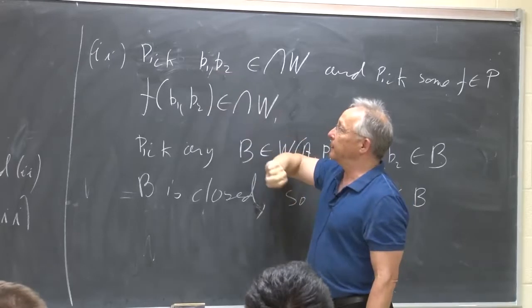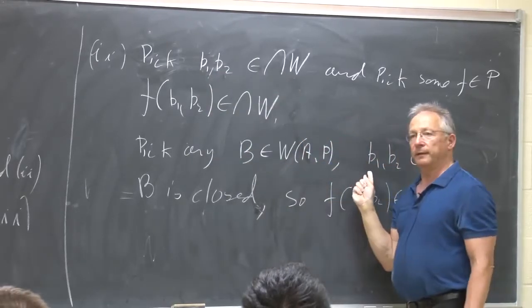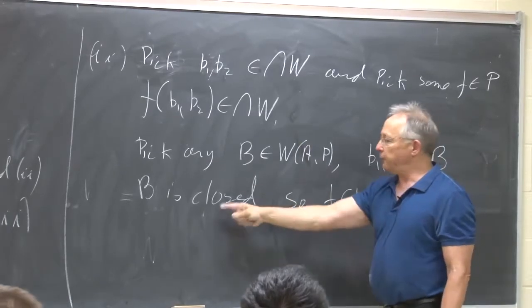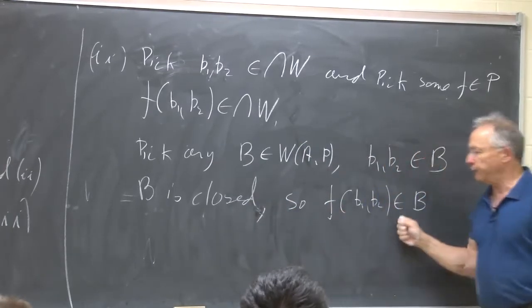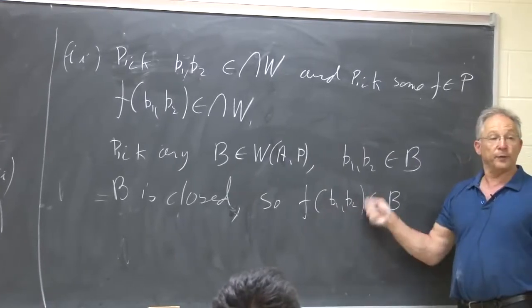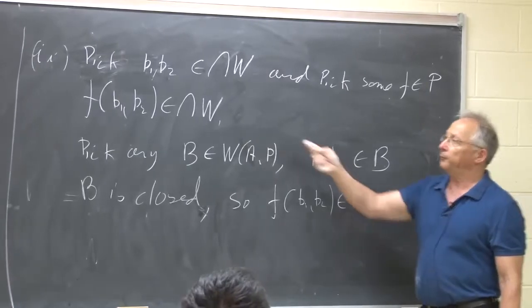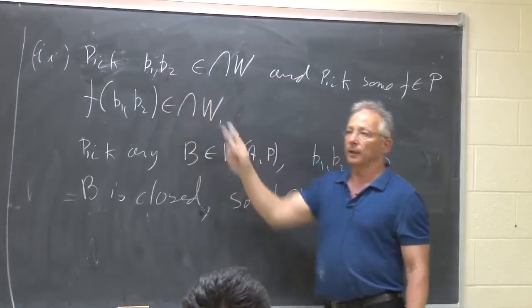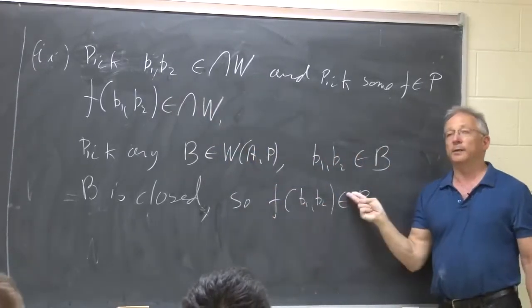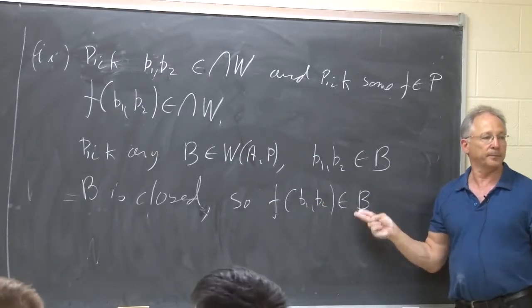I pick these elements. I say, since they are in the intersection, they belong to every B there. Since every B is closed, then F of those elements will be in every B. But if F is in every B, it means that it is in the intersection. So I showed you that if I pick any elements in the intersection and apply any F, I will stay inside the intersection. So the intersection is closed.